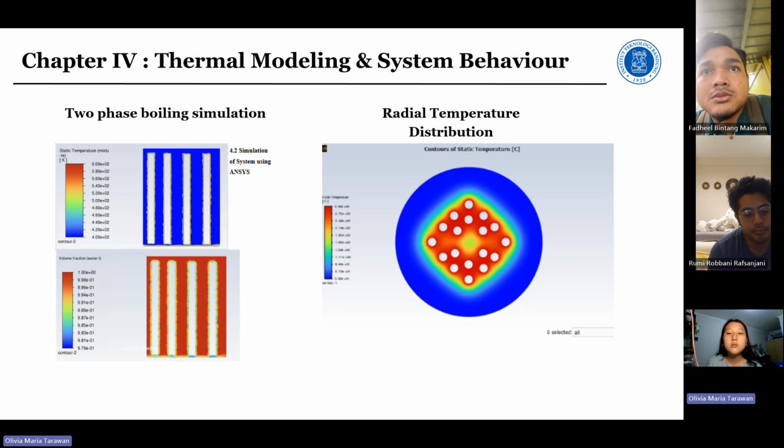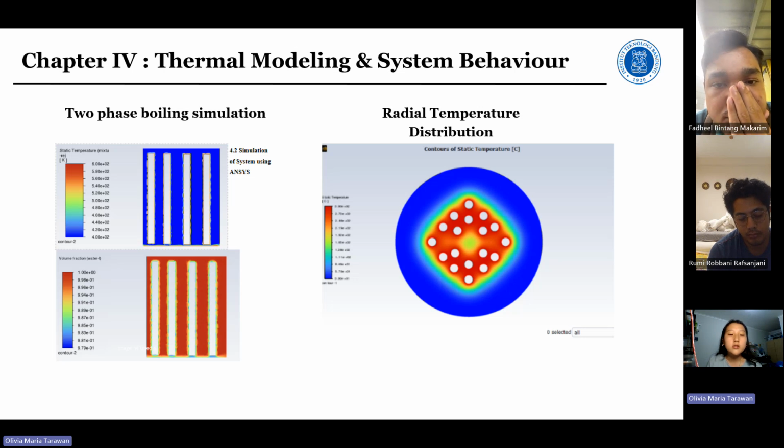Then the next simulation, on the right, is the radial temperature distribution. The simulation shows the vapor formation once the saturation point was reached. A radial temperature distribution up to 6,000 Kelvin near the heating wall confirms strong heat input and supports the design feasibility.